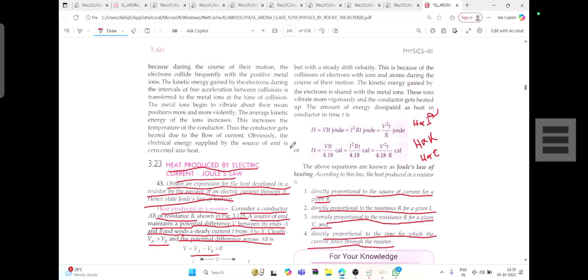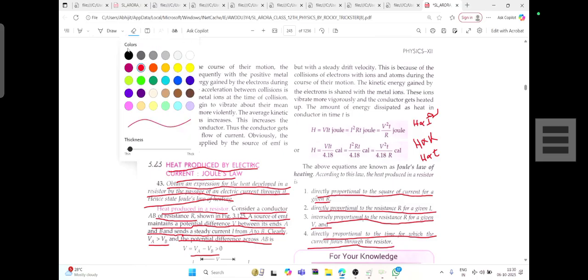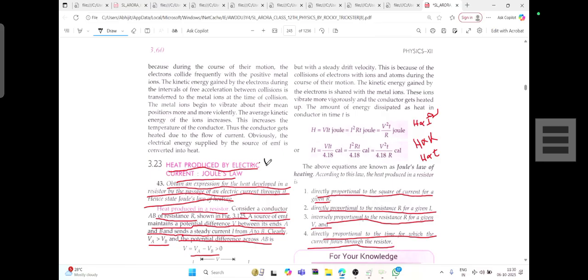Okay, that means if you merge it, the whole scenario gives H equals I squared RT. There will be a constant also, but the value of this constant is assumed to be 1. So H is equal to I squared RT.